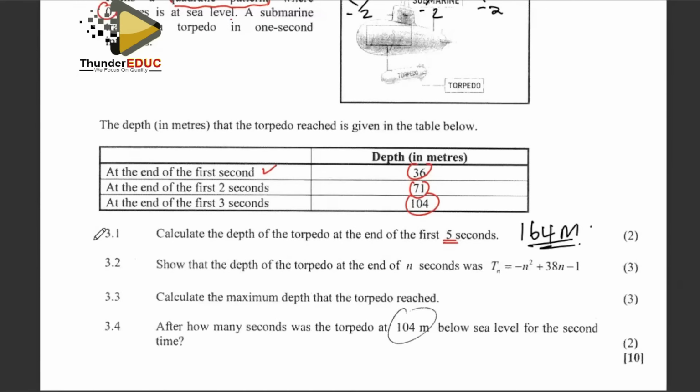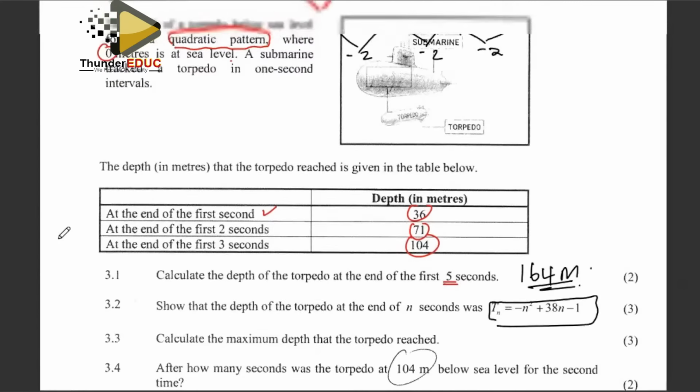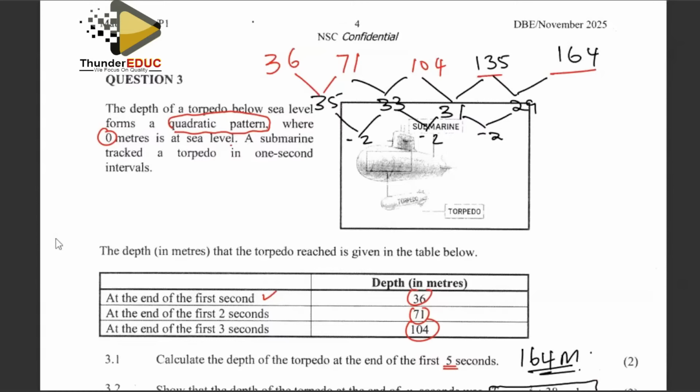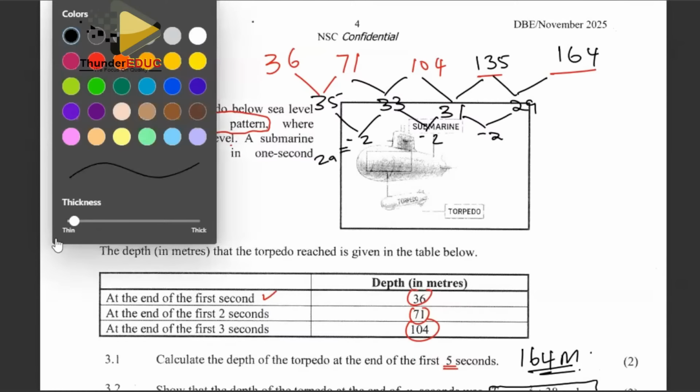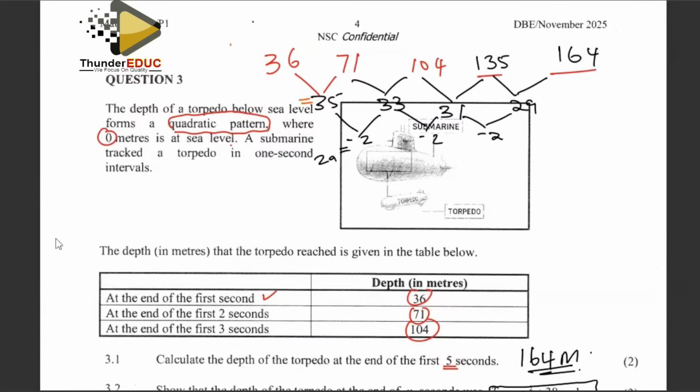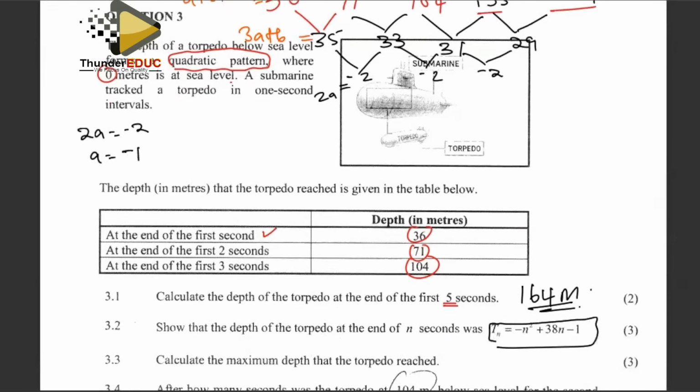All right. And then can we show that the depth of the torpedo at the end of n seconds is given as this? So they want us to get the general term of this quadratic. And we know that the second difference should be equated to 2a. And then the first term of the first difference should be equated to 3a plus b. And then the first term should be equated to a plus b plus c. So let's see. So twice a is -2, meaning that a is -1, which corresponds to what we were given here.